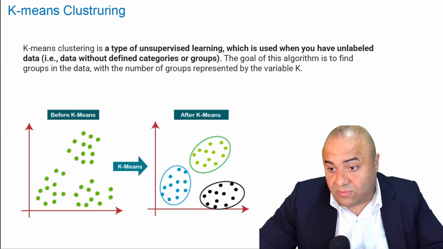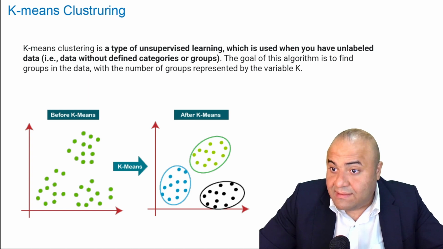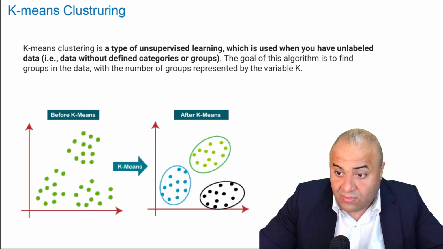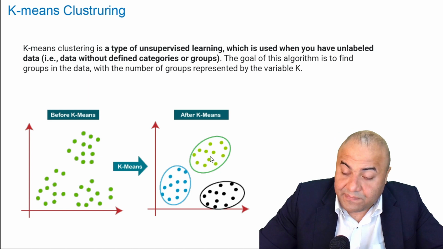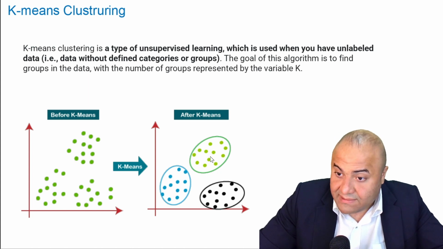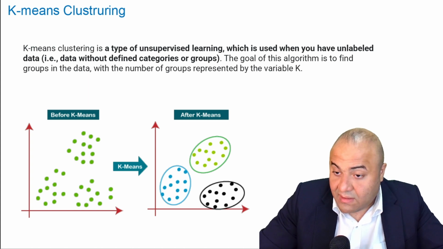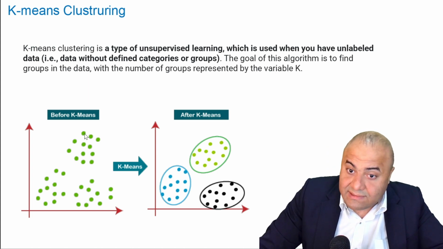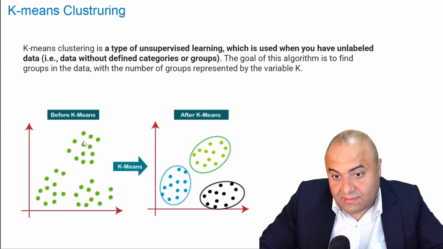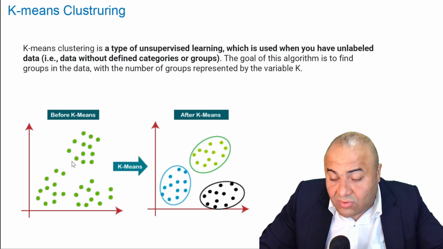So what is k-means clustering? K-means clustering is part of the unsupervised machine learning algorithms, and it uses k, the number of clusters, to classify a set of points into these k clusters. How does it do it? By calculating a mean point, thus the name k-means, that is calculated from a set of points.